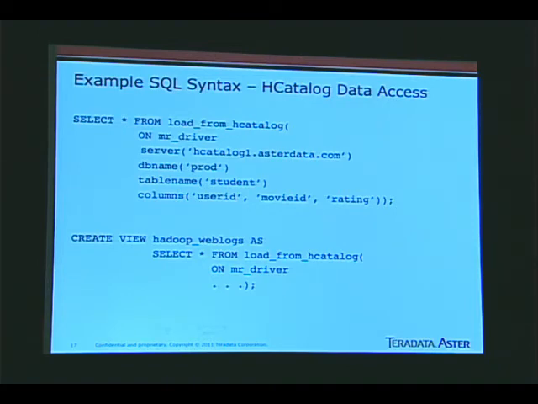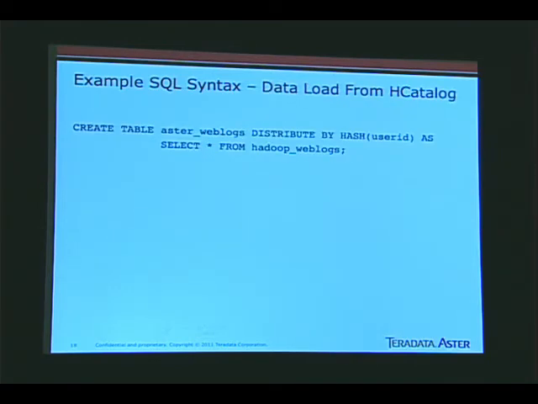And then you can create a view on top of this table and on top of this MR function. Once you create a view, it can be used in any place that a regular Aster table can be used, and you get all the functionality of the Aster table. So some of the later examples like this one will presume that a view has been created. In this case, Hadoop_weblogs is a view on that HCatalog table.